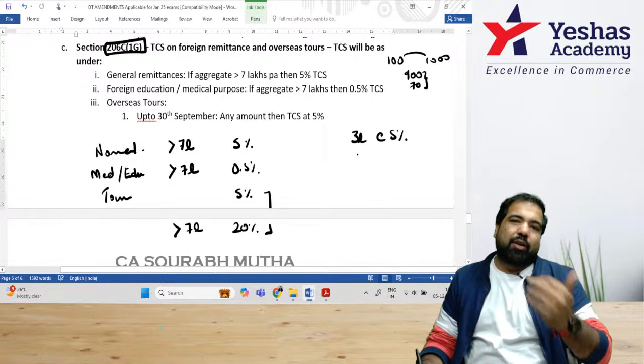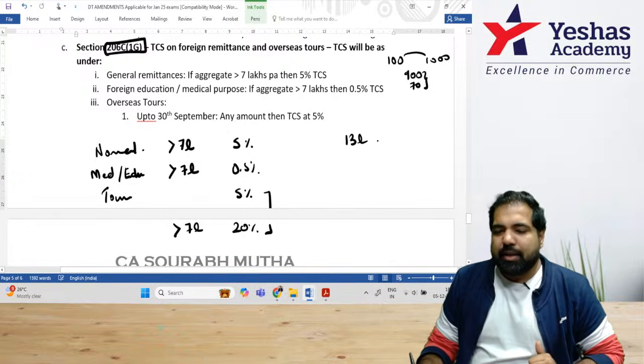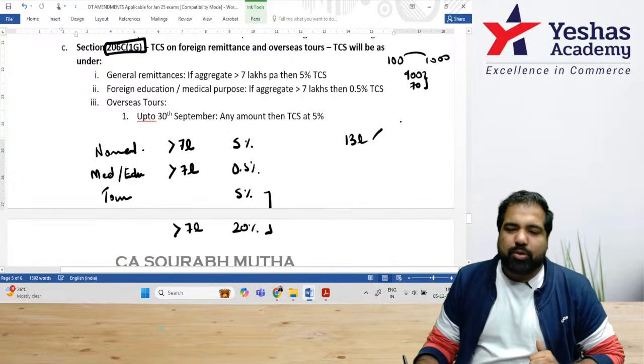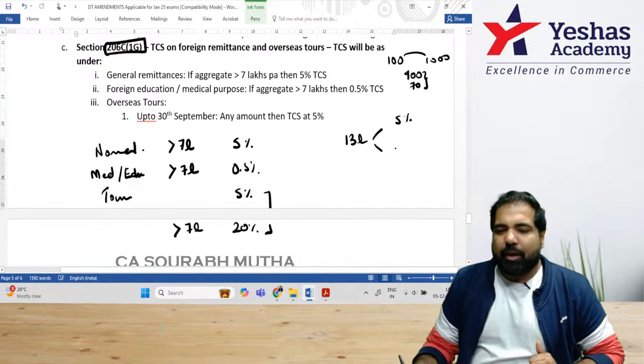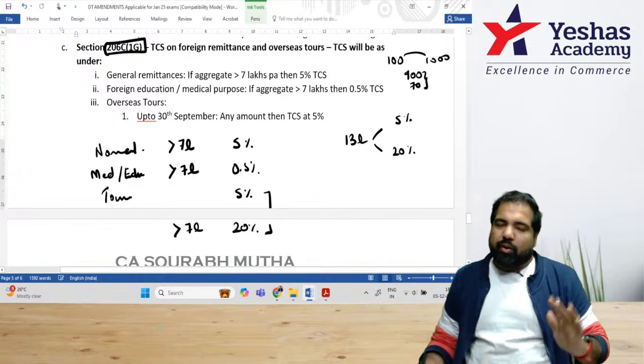Yes, 5% extra you'll have to pay as TCS. What if it's not 3 lakh? What if it's 13 lakh rupees? Then it will be split. Up to 7 lakh, it will be 5%. And above 7 lakh, it will be 20%. So this is how they are taking both these rates without any limit.